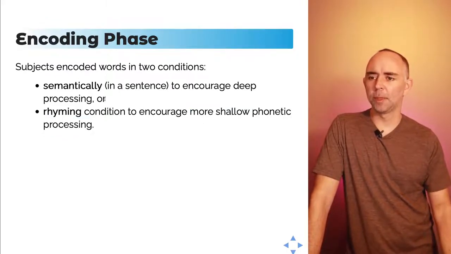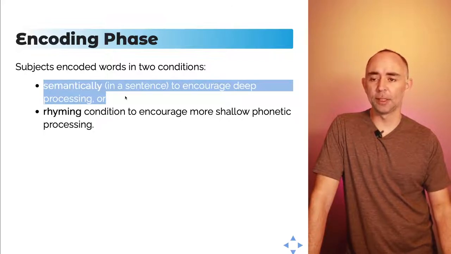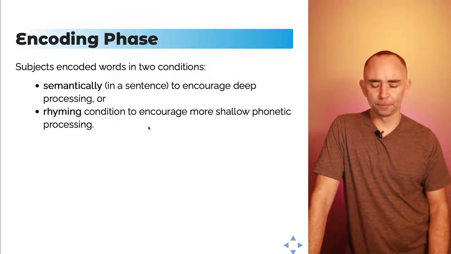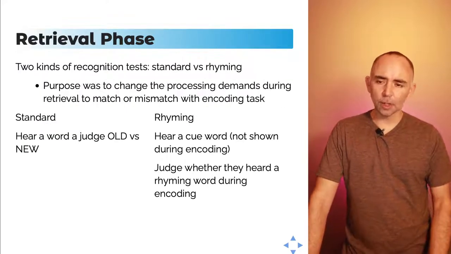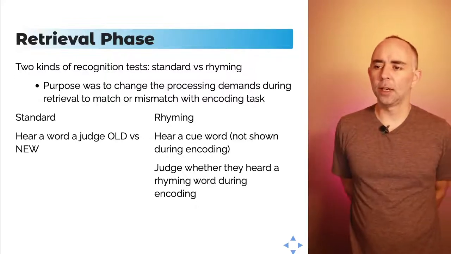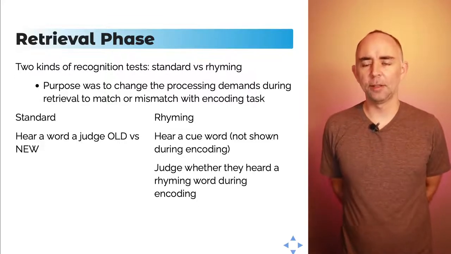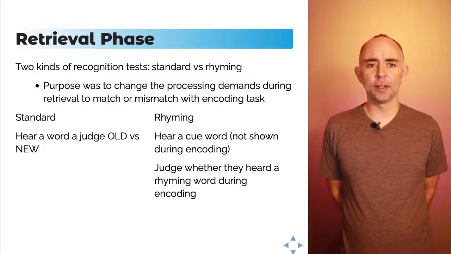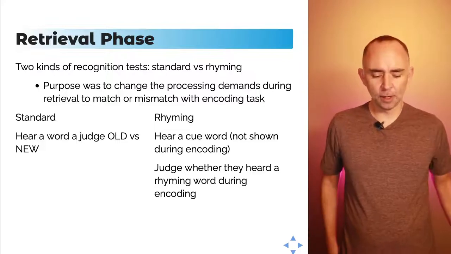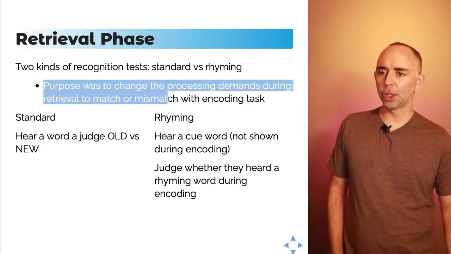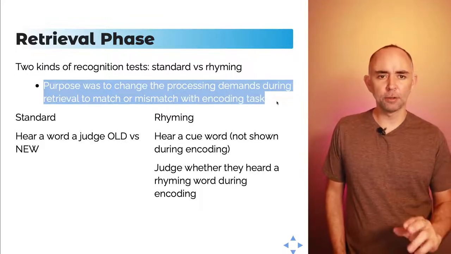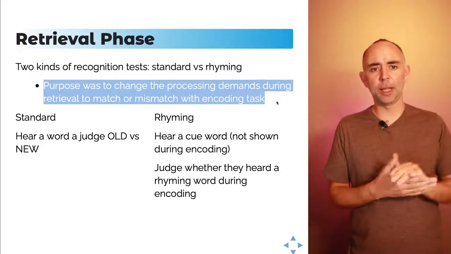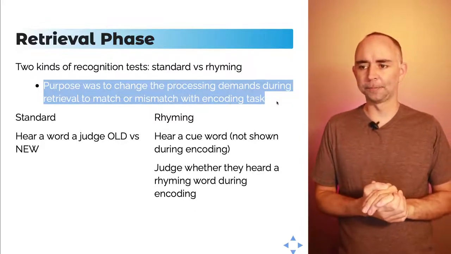So you'd expect that people would remember the words better if they saw them in a sentence compared to making a rhyming judgment about them. The twist here was they also manipulated what happened in the retrieval phase. They gave participants two kinds of recognition tests. The purpose here was to change the processing demands during retrieval so that the retrieval demands matched or mismatched with the encoding task.